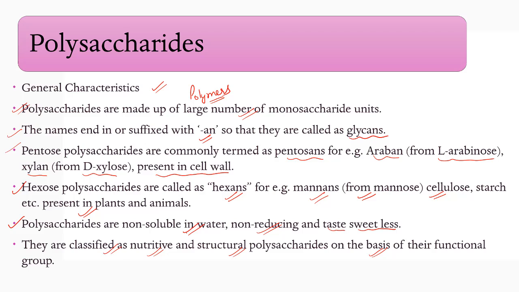So polysaccharides are the polymers of monosaccharides, and their names are added with the suffix -an. For example, a polysaccharide of the 5 carbon sugar pentose is pentosan. Example, araban, which is obtained from L-arabinose, and xylan from D-xylose, which are present in the cell wall. Hexose polysaccharides like hexosans include mannan from mannose, and cellulose and starch from plants and animals. Polysaccharides are non-soluble in water, non-reducing and tasteless. They are classified as nutritive and structural polysaccharides on the basis of their functional groups.